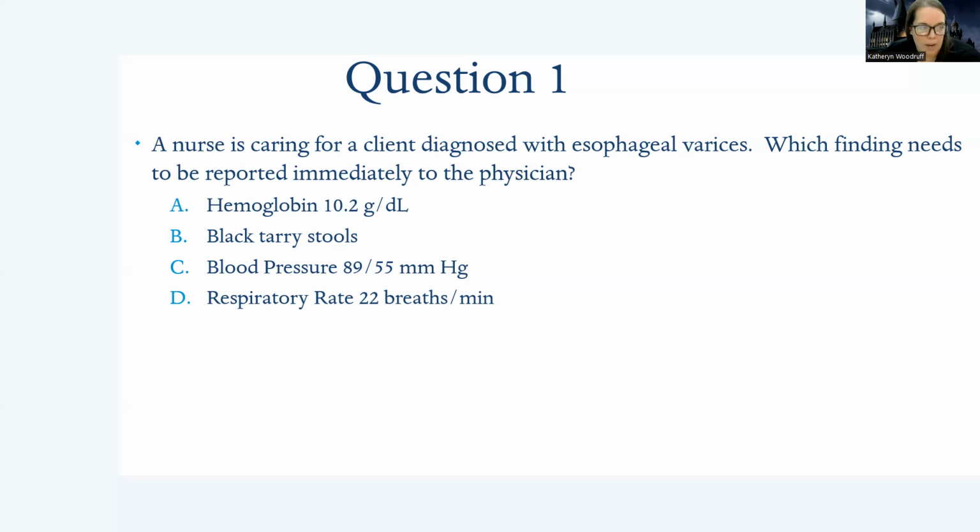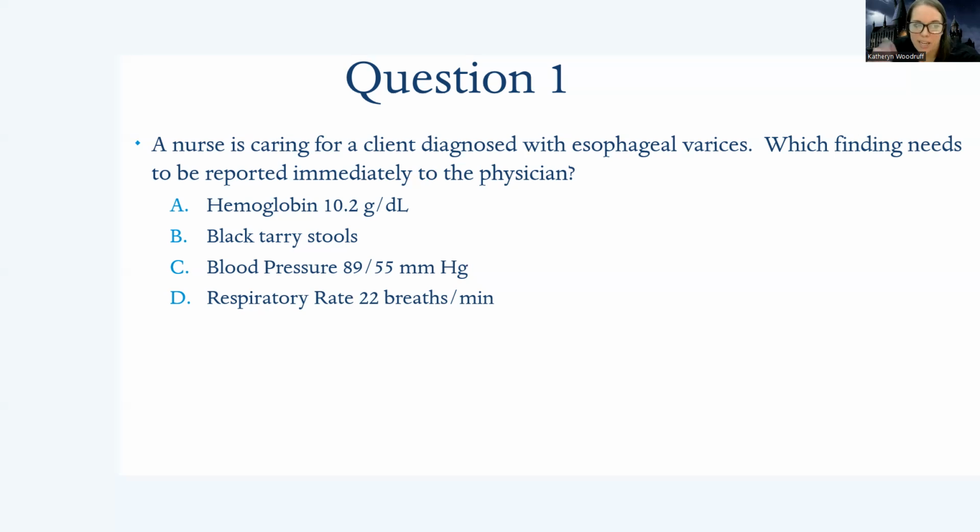Answer choice A is hemoglobin 10.2 grams per deciliter. With that, you'd have to know your normal hemoglobin. I'm thinking 10.2, that's lower than normal, but is it life or death? If I don't report a 10.2 right now, are they about to die on me? Most likely not. We usually don't transfuse until they're less than 7. So right now, that's not high on my list.